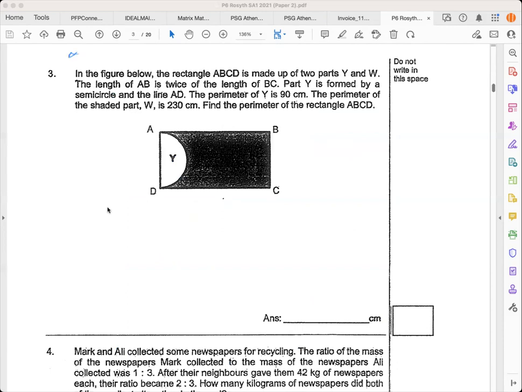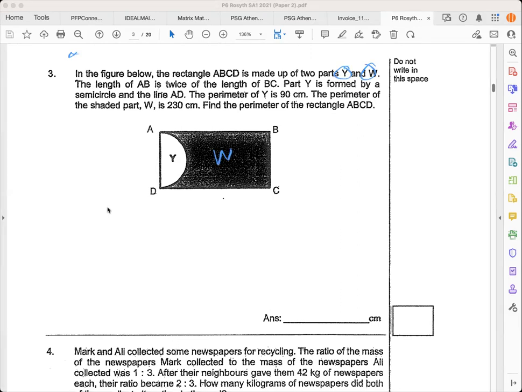Okay. So question number 3, in the figure below, the rectangle ABCD is made up of 2 parts. So let me indicate, there's Y and W. So this is W. The unshaded semicircle is Y, and the shaded region is W.